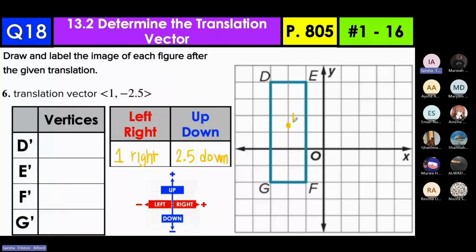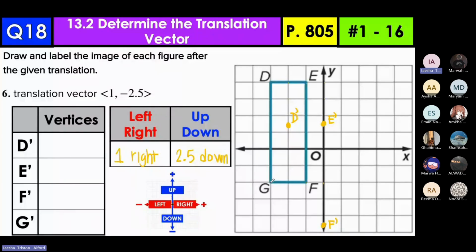So this one is D prime. From E, 1 right, 2.5 down. 1, 2, and then in the middle. That is E prime. From F, 1 right, 2.5 down. So this is F prime.